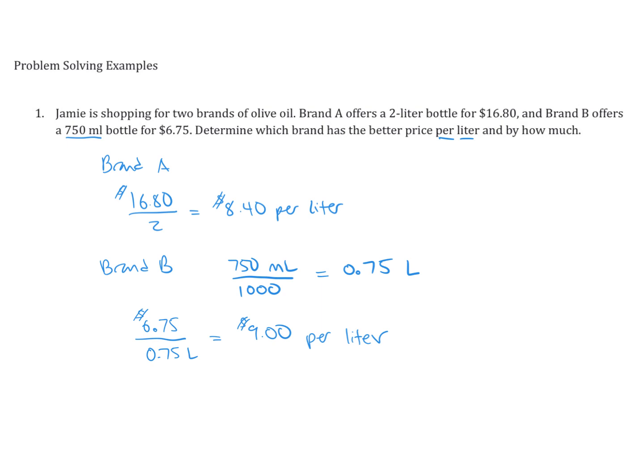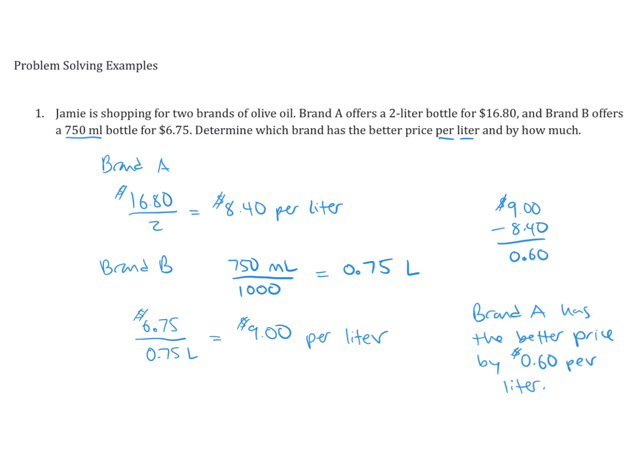And now we can see, since we have the price per liter for each brand, that brand A is less expensive and therefore the better deal, the better price. And to figure out by how much we would subtract. So if I subtract $9 minus $8.40, we get 60 cents is the difference. So brand A has the better price by 60 cents per liter.